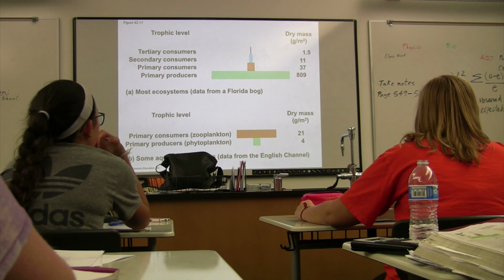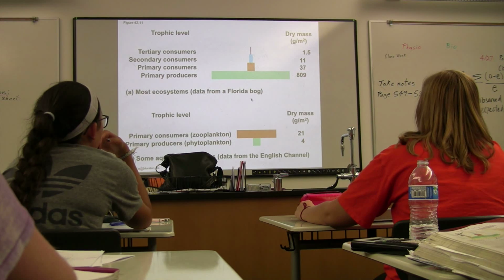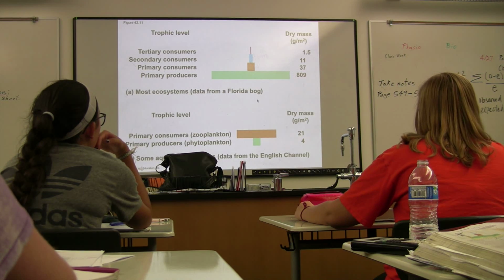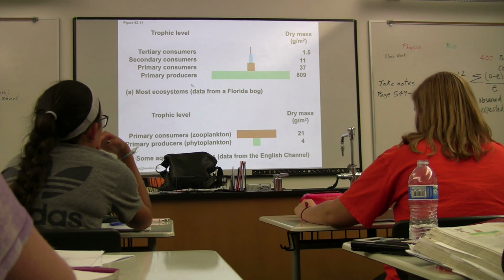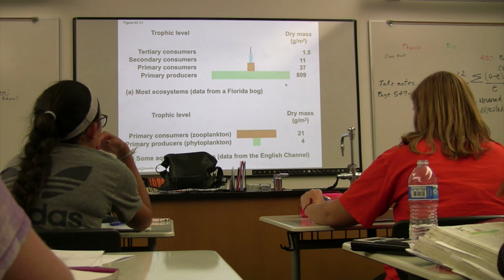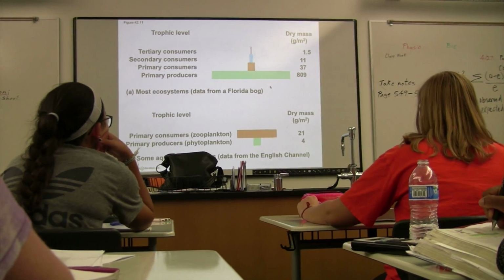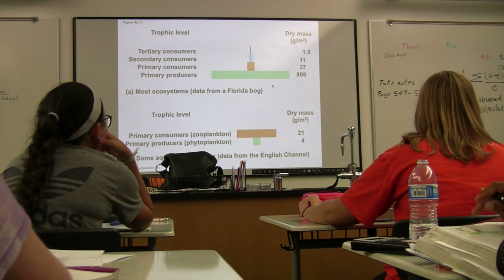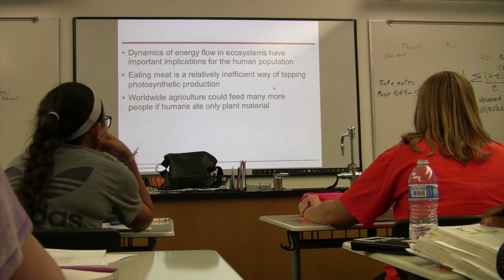This thing is most ecosystems. So here we're looking at dry mass. What kind of pyramid is this? Biomass pyramid. What does it tell you about primary producers? Dang! They have a lot of biomass. They probably also produce a lot of what? They probably produce a lot of energy. Good.